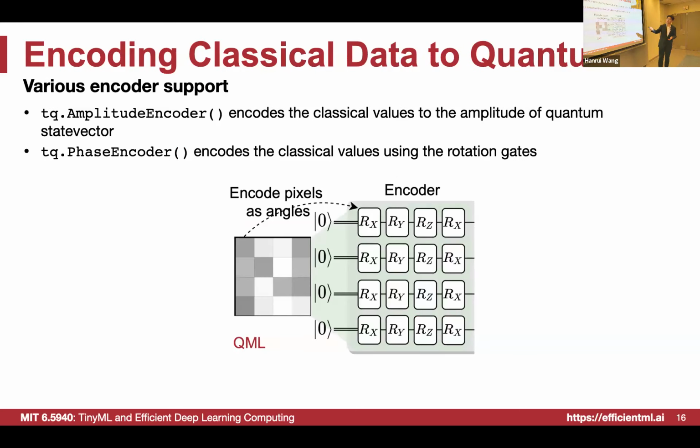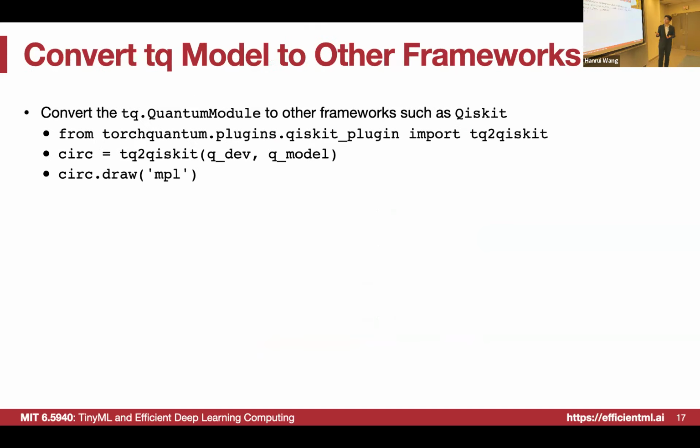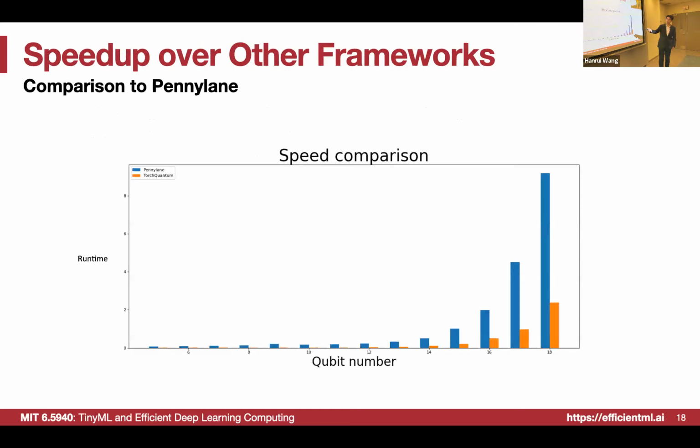We also support different encoding methods, for example the amplitude encoder and the phase encoder, to do arbitrary encoding for your different classical data or quantum data. We also have converters to other frameworks like Qiskit. You can just import the plugin here, specify the TQ to Qiskit conversion, use this quantum model, and then you can also draw the result for that.